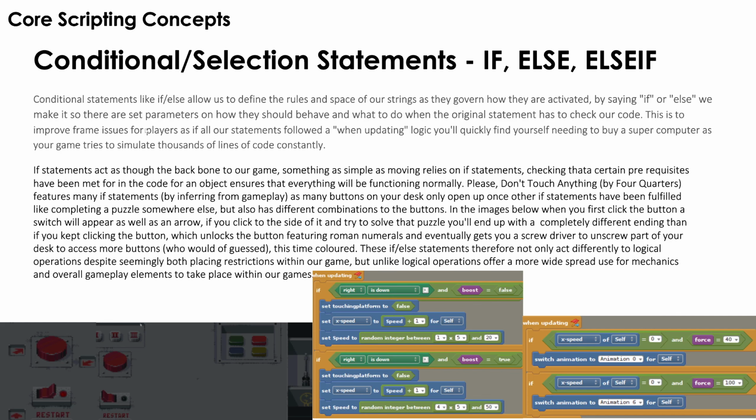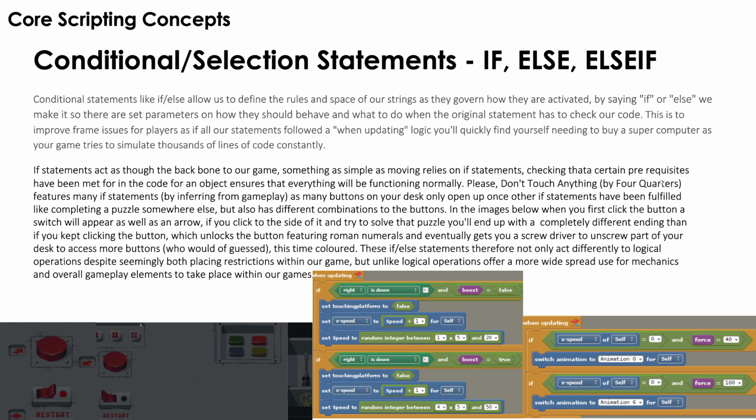This is to improve frame issues for players, as if all our statements followed when updating logic, you'll quickly find yourself needing to buy a supercomputer as your game tries to simulate thousands of lines of code constantly. If statements act as the backbone to our game. Something as simple as moving relies on if statements, checking that a certain prerequisite has been met in the code of an object ensures that everything will be functioning normally.